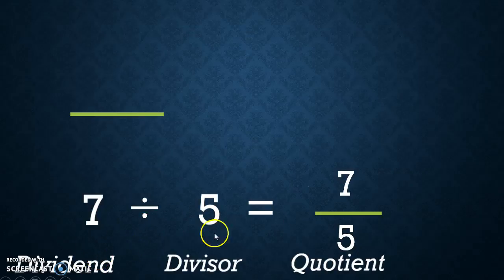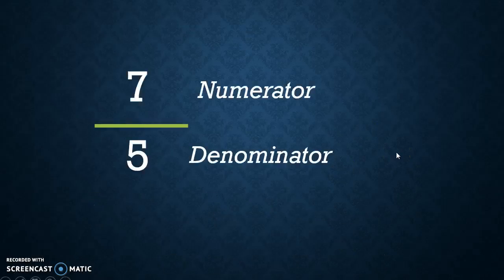When you say dividend, that does not mean the 7. The 7 is the numerator, okay? And when you say divisor, that does not mean the 5 because the 5 is the denominator in the fraction. Dividend, divisor, and quotient are all division vocabulary. We are using fraction vocabulary. So here again, we have the numerator and the denominator.